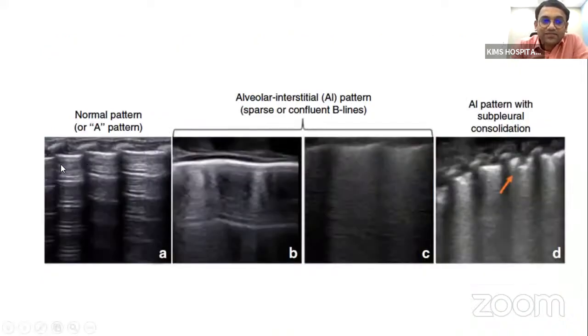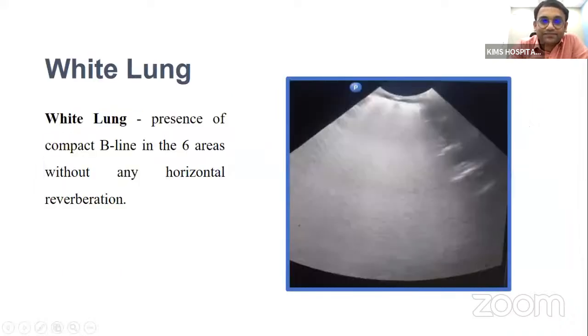So the normal A pattern is where we have a pleura with reverberation of only A lines without any B lines. Then we have a small amount of fluid, simple B lines. If the fluid is more, then we get confluent B lines where solid B lines are there. And if you have two or more of these B lines, then it is called alveolar-interstitial pattern. In this way, the lung appearance changes when there is no fluid, some fluid, more fluid, and very much fluid or edema. Also here we are able to see some amount of subpleural consolidation, which we'll discuss in the next slides.